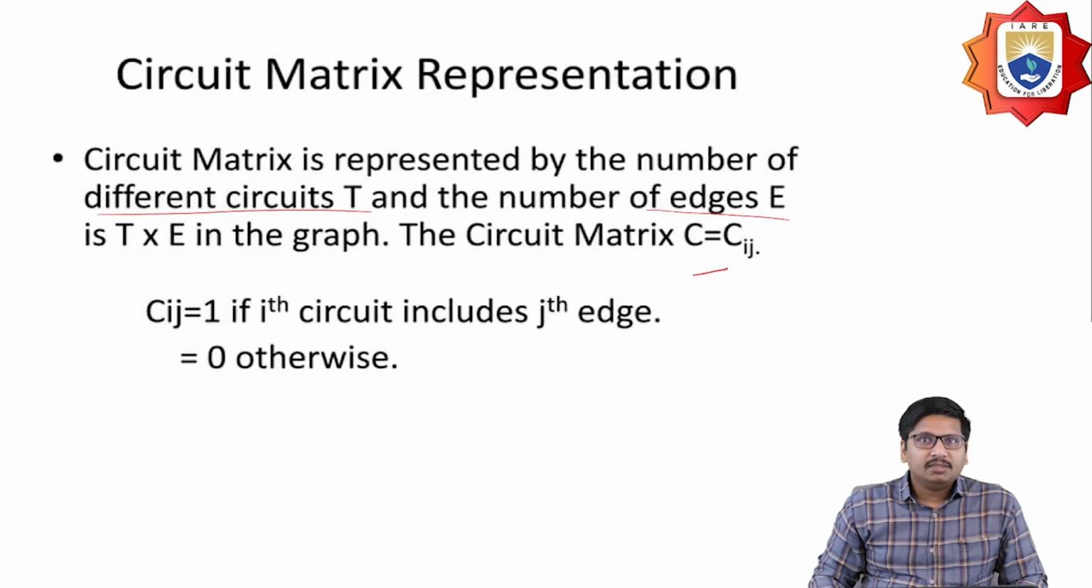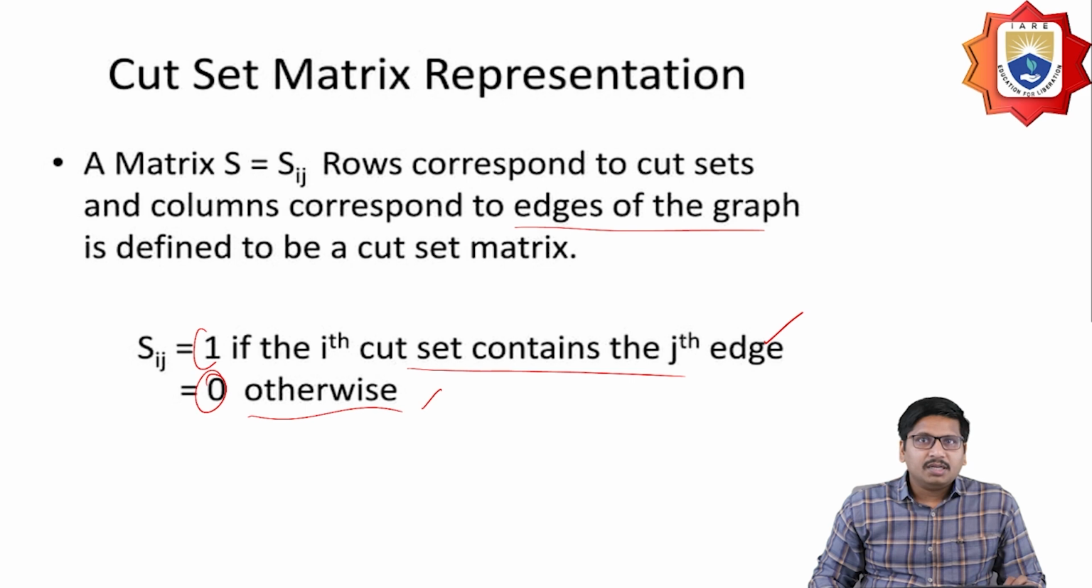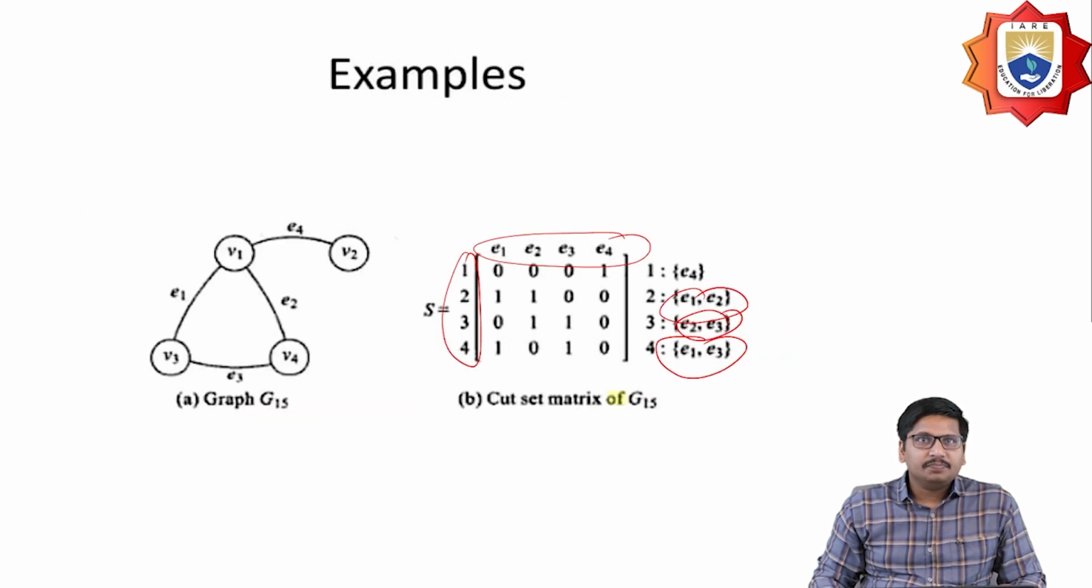And a circuit matrix is represented by the number of different circuits and the number of edges, which should be the product of t into e. And here also we are going to map this along vertices and edges, and whatever edges are present should be marked as a circuit here. And cut set is where the cuts are considered as rows and the edges are considered as columns, and the entry should be one whenever the cut contains the edge.